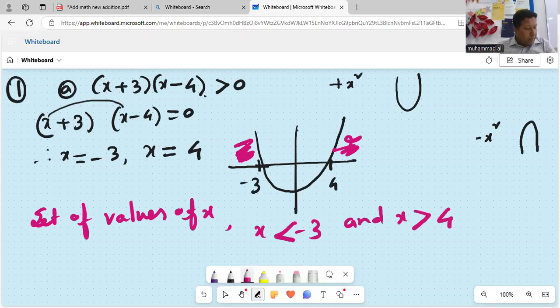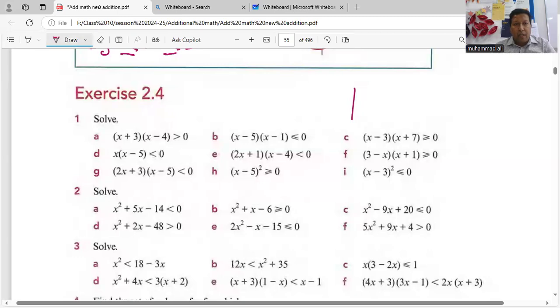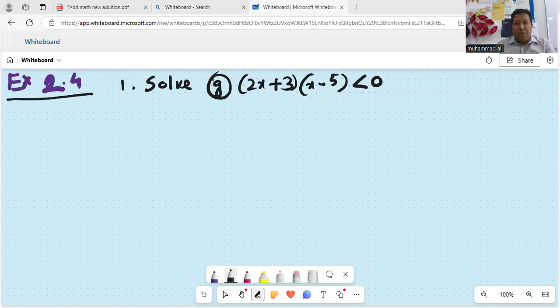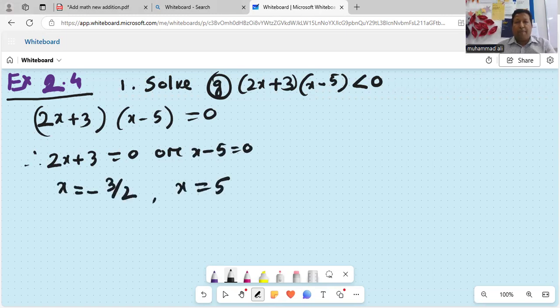So this much is completed. Now the next one: (2x plus 3)(x minus 5) less than 0. At first we try to solve this. We have to write (2x plus 3)(x minus 5) equals 0. Then we'll get 2x plus 3 equals 0 or x minus 5 equals 0. Then x equals minus 3 by 2 or x equals 5.